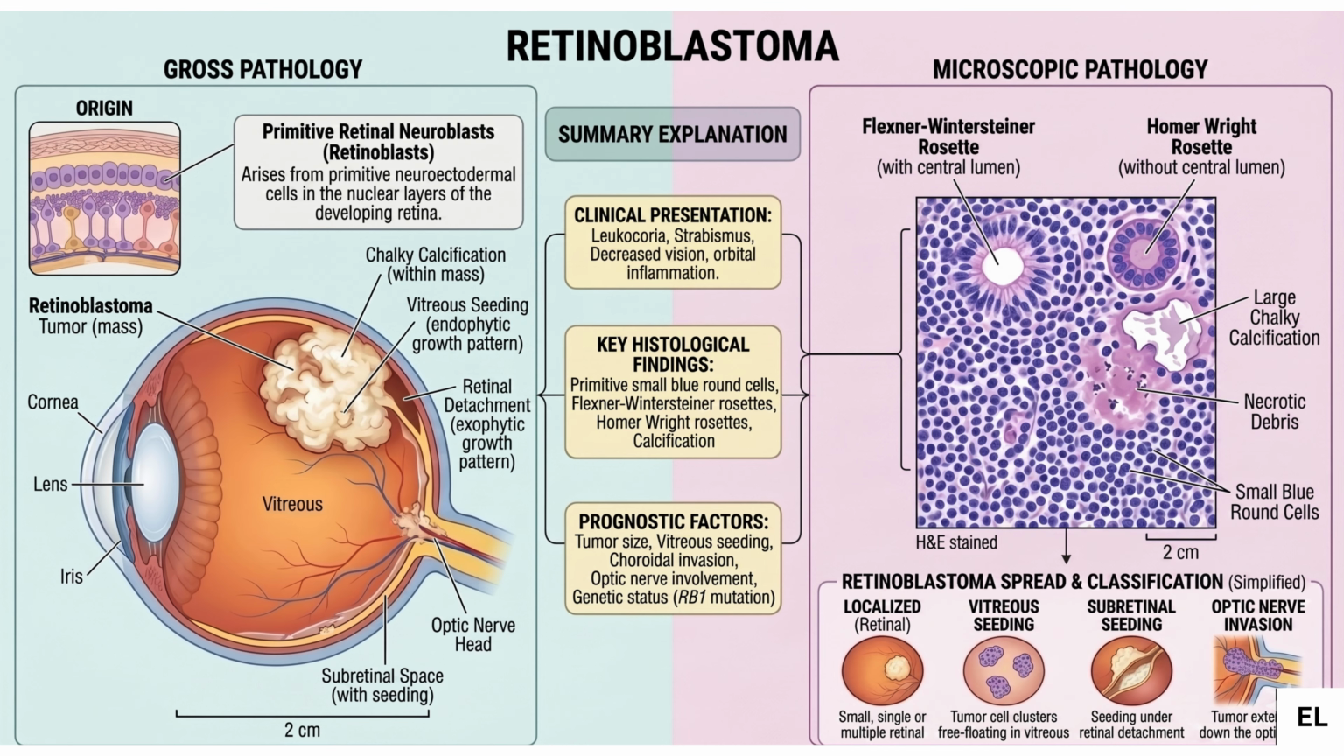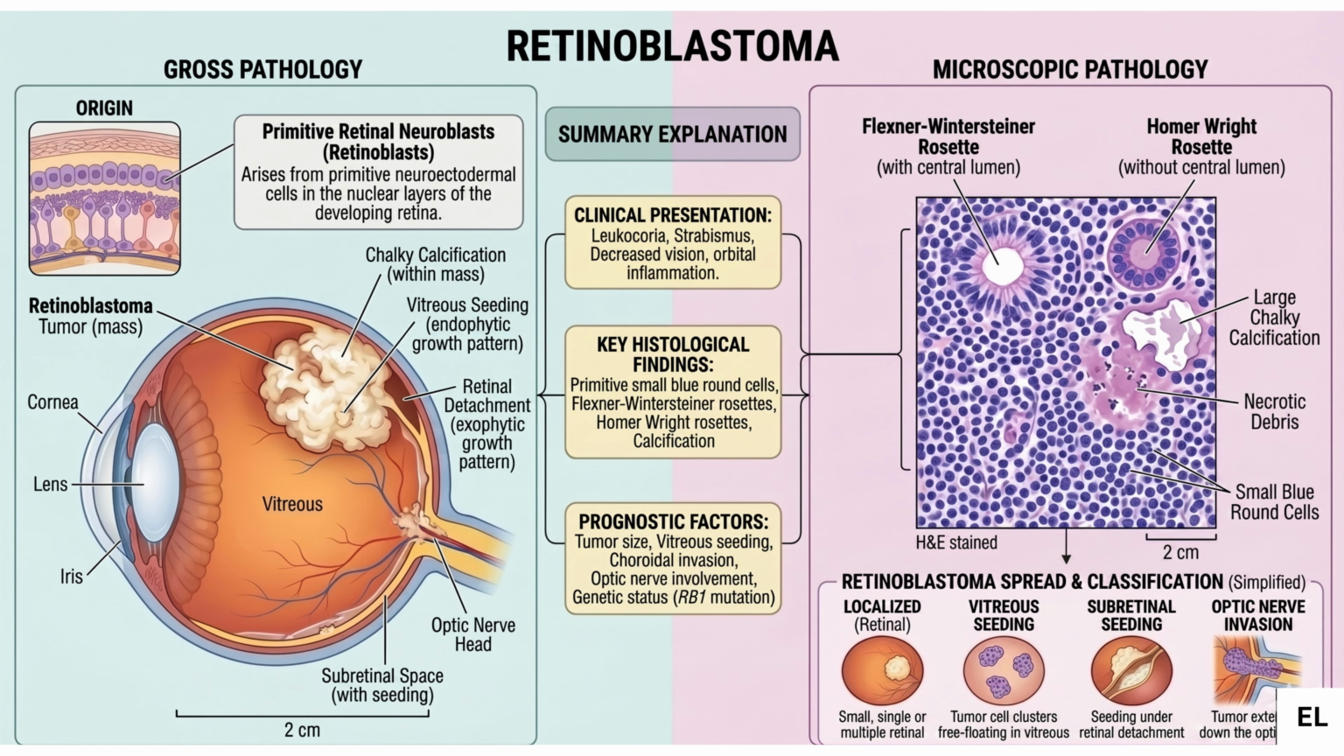As the disease progresses, children may also present with decreased visual acuity, ocular inflammation, redness, pain, or proptosis in advanced disease. Early recognition of leukocoria is particularly important because prompt treatment can preserve both life and vision.